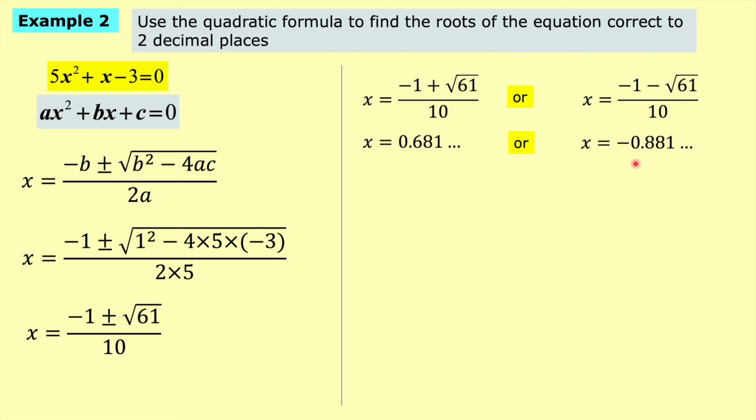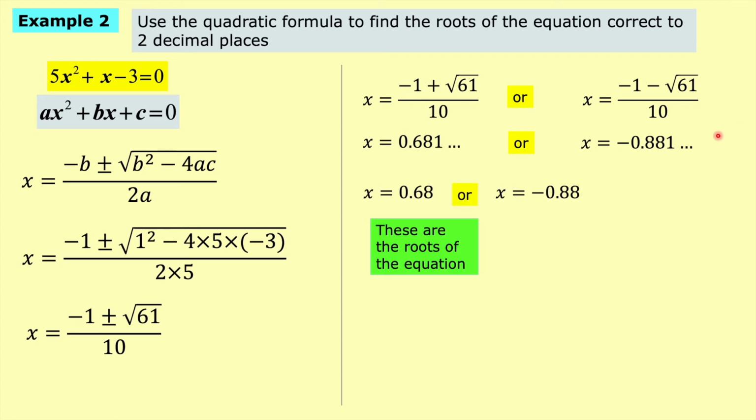And remember, it's okay to have a negative because this is just where it crosses the x-axis, so it can cross the x-axis at a negative number. That's totally fine. And just round it to 2 decimal places, so we've got x equals 0.68 or x equals negative 0.88, and these are the roots of the equation.